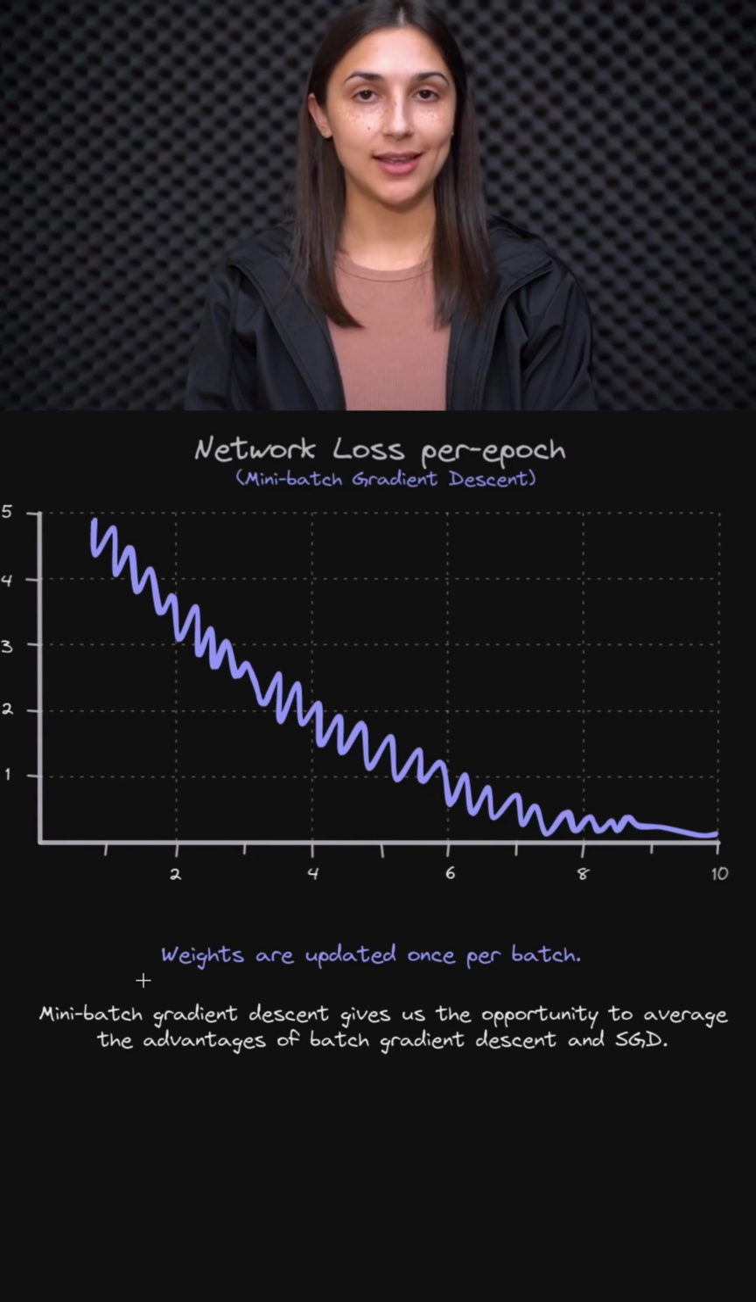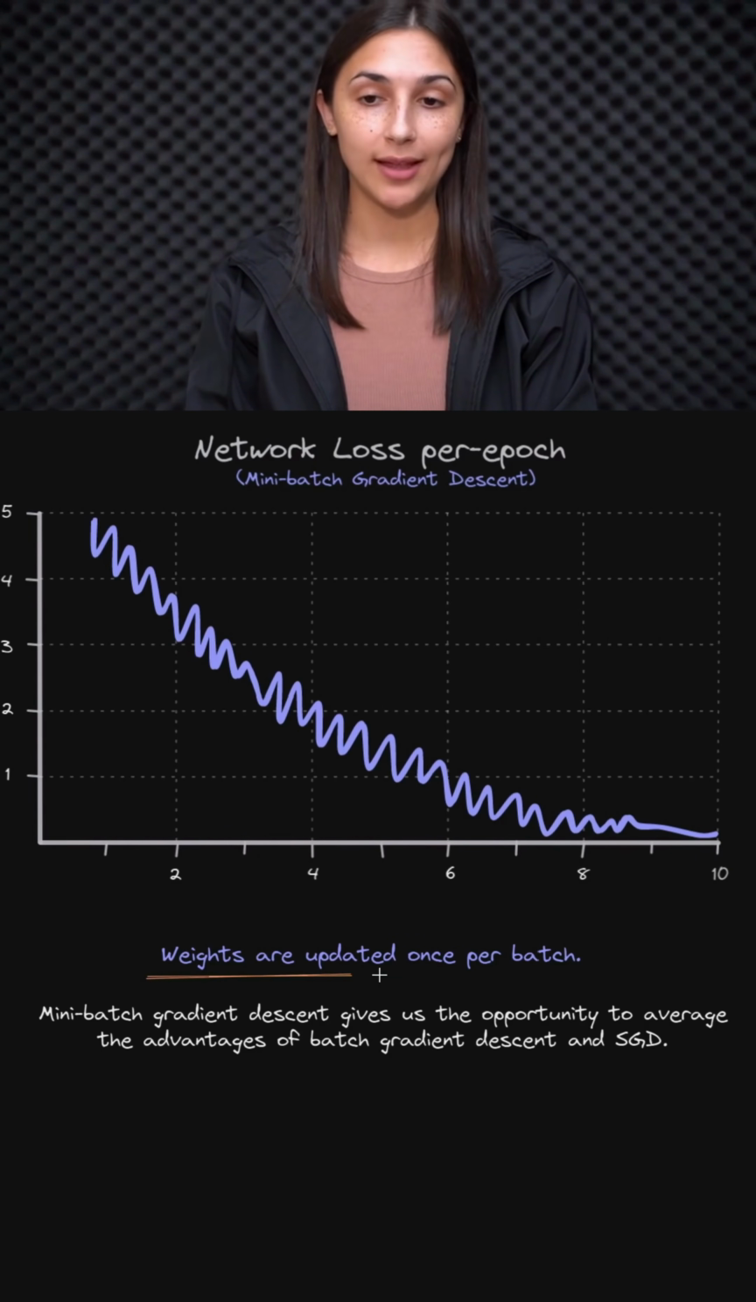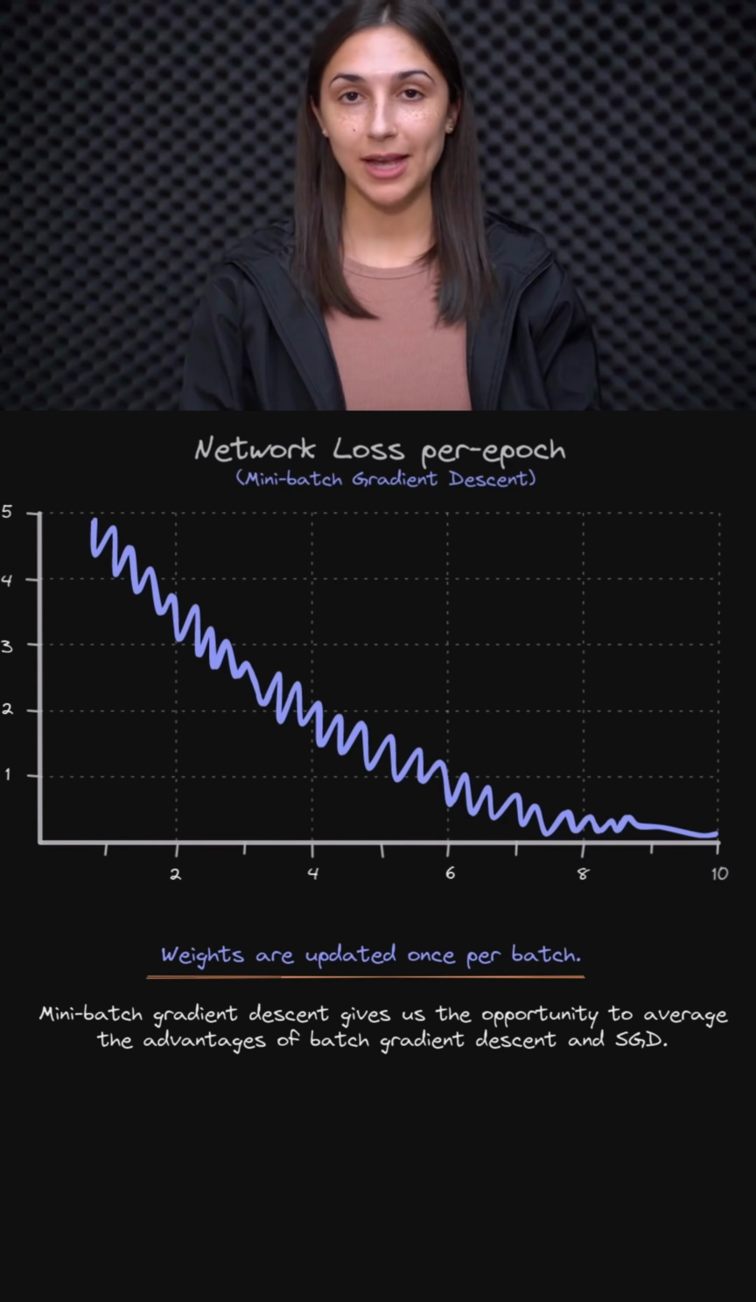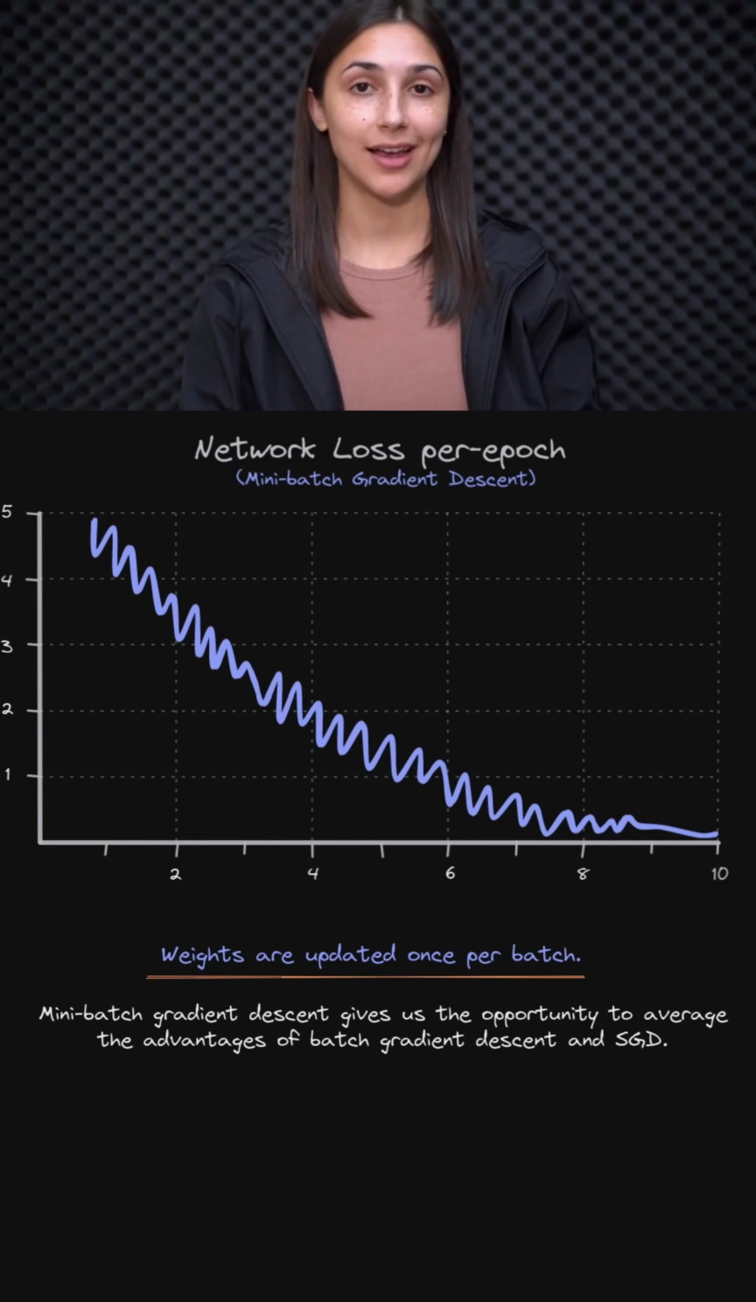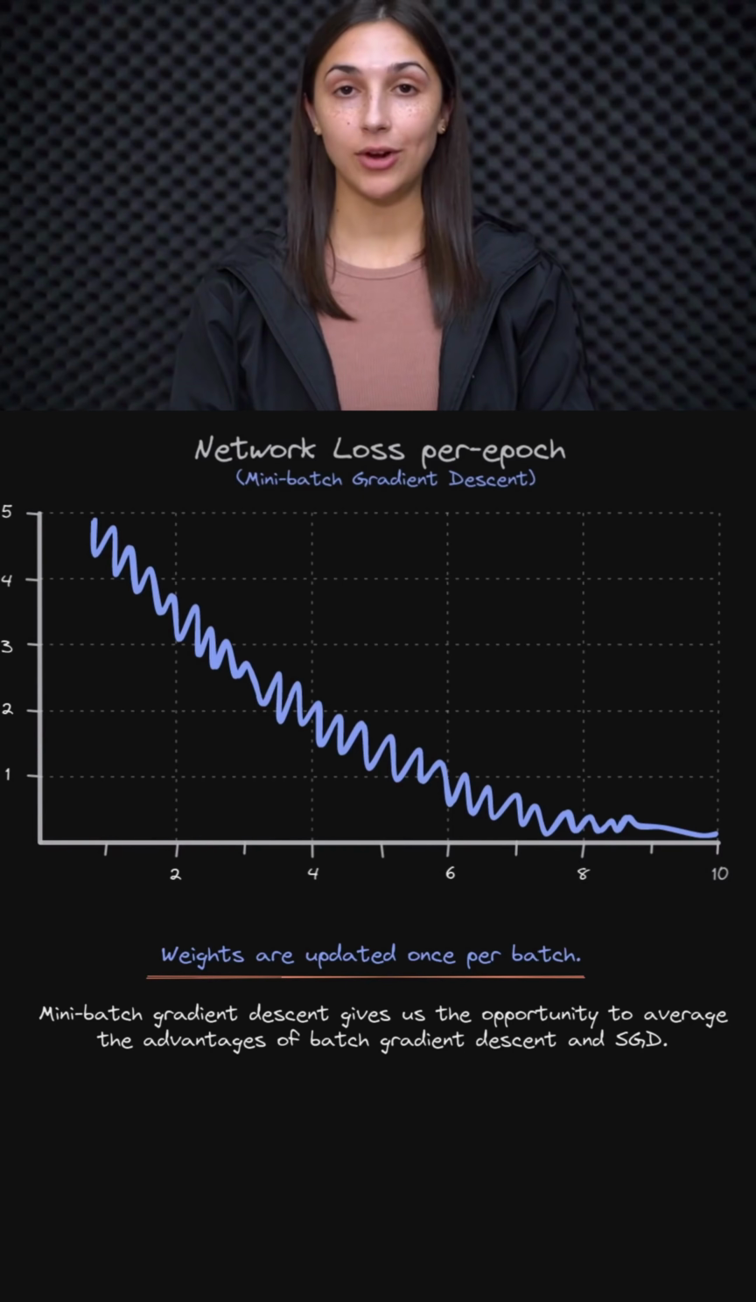With mini batch gradient descent, we calculate the gradients and update the weights once per batch. The size of these batches, recall, is determined by the batch size hyperparameter that we covered in detail in a previous lesson. So specifically, we calculate the gradients of the loss with respect to all the weights in the network for each sample in a given batch.